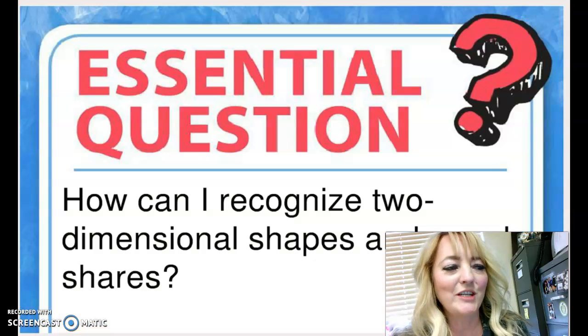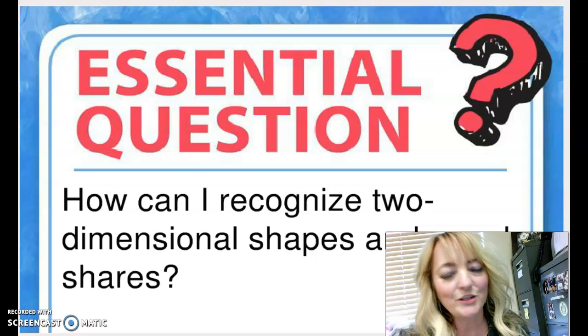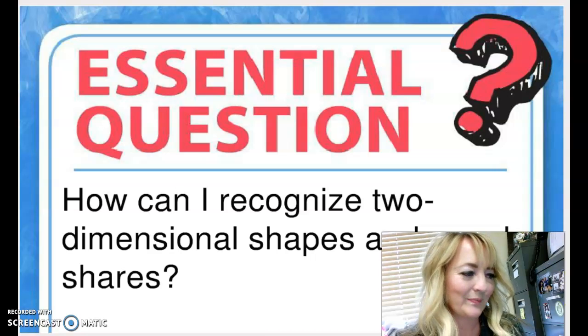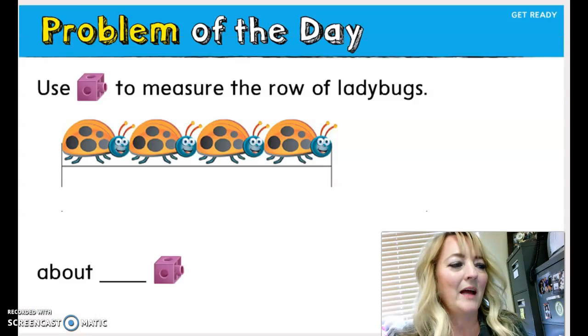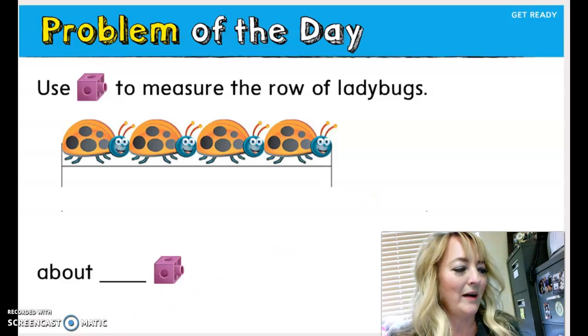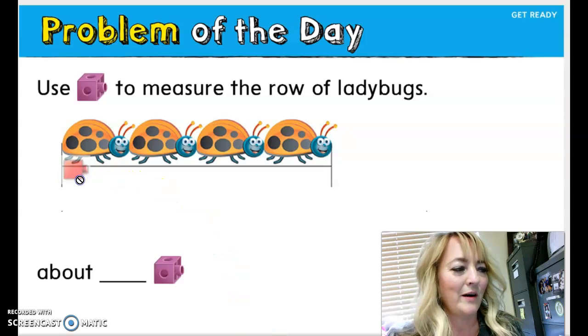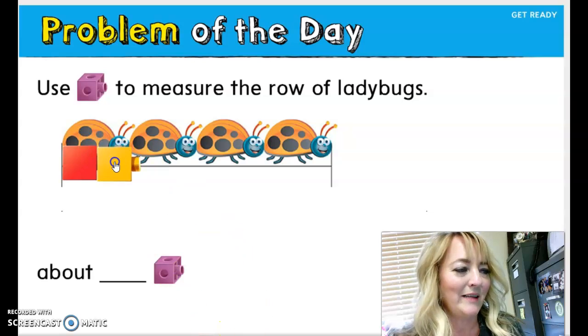Our essential question is, how can I recognize two-dimensional shapes and equal shares, which is what we are working on today, equal shares. How to measure a row of ladybugs. So we use connecting cubes, and make sure that you are lining up your connecting cube with the edge of the ladybug.